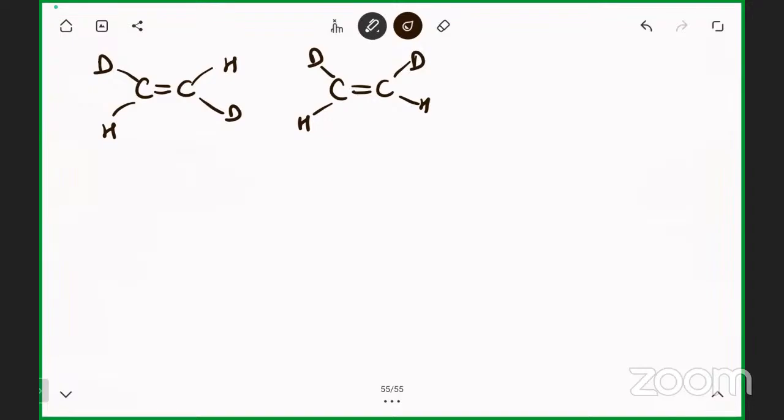Which one is E and which one is Z? D is deuterium and the other is hydrogen. First one is E and second one is Z. E, sir, and second one is Z. Confirm? Yes, sir. Okay.